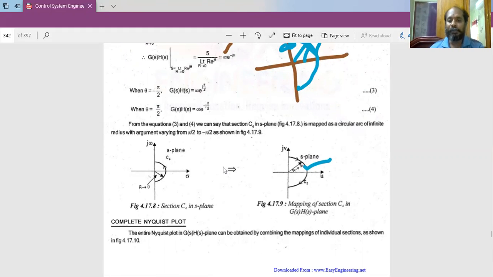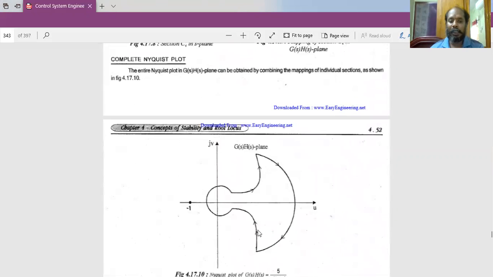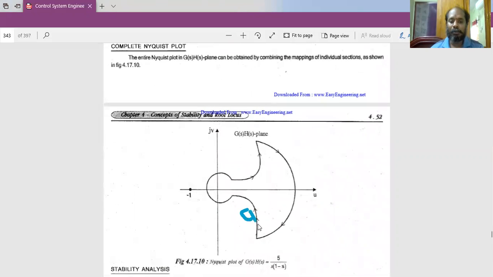Now you have to combine all these 4 graphs. If you combine it, you are getting it like this is C1, this is your C2, this part is your C3, and this part is your C4. So this is how you got your Nyquist plot for the given transfer function.